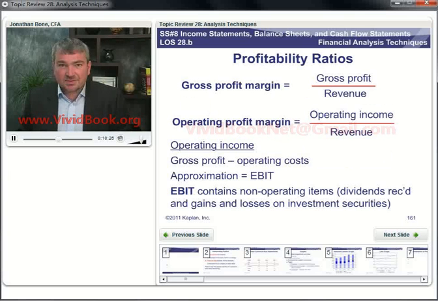Profitability ratios. Gross profit margin, we've talked about this before. Remember, we said you'll see this on the face of a common size income statement. It's simply gross profit, which of course is sales minus cost of goods sold, over your revenue. Operating profit, EBIT over sales. Now remember, EBIT is an approximation of operating profit. There's no strict accounting definition of operating profit, really. And the problem with EBIT is it contains some non-operating items such as dividends received, gains and losses on disposal of investments, etc.